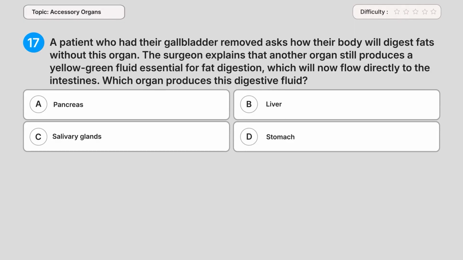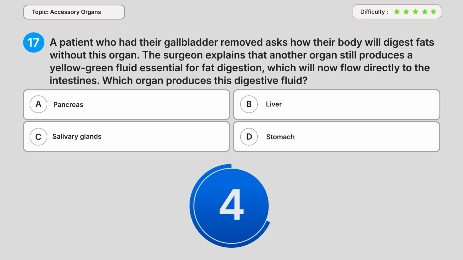17. A patient who had their gallbladder removed asks how their body will digest fats without this organ. The surgeon explains that another organ still produces a yellow-green fluid essential for fat digestion, which will now flow directly to the intestines. Which organ produces this digestive fluid? A. Pancreas. B. Liver. C. Salivary glands. D. Stomach. Do you know the answer?